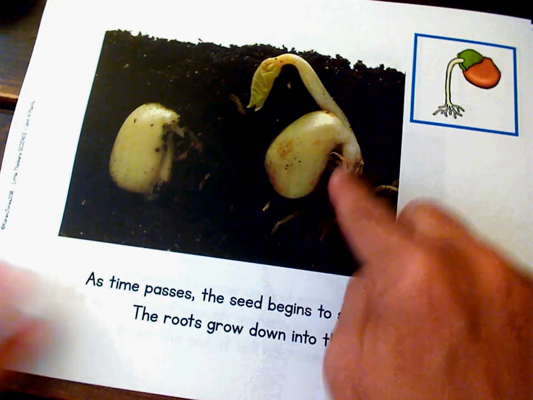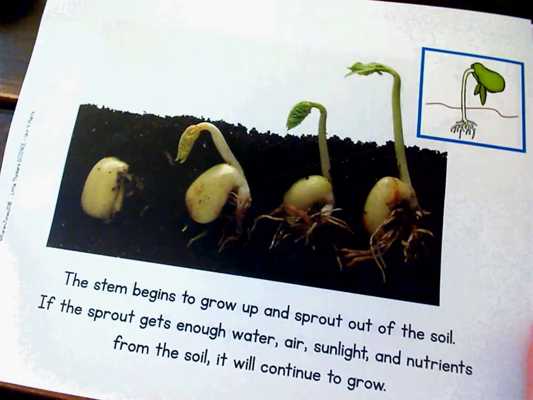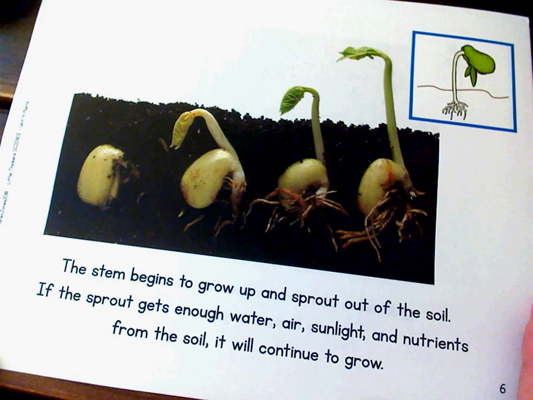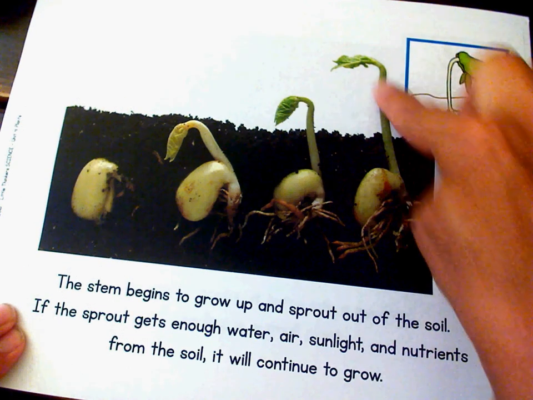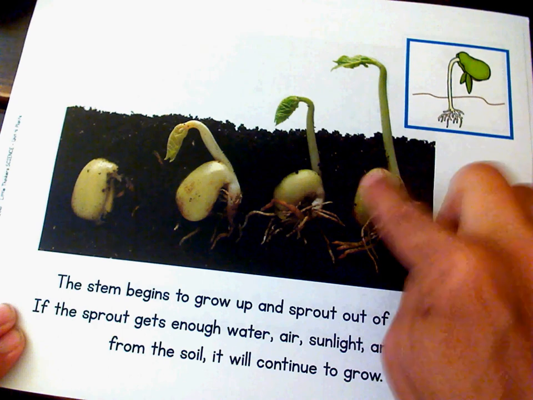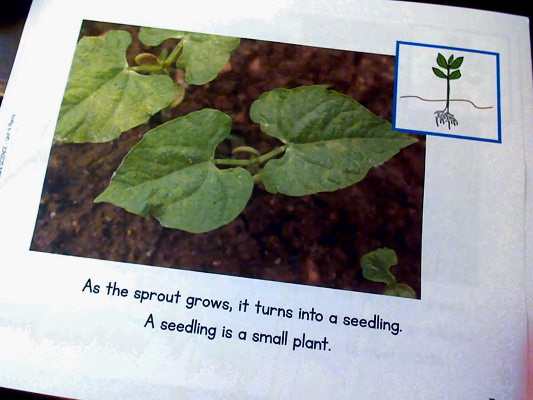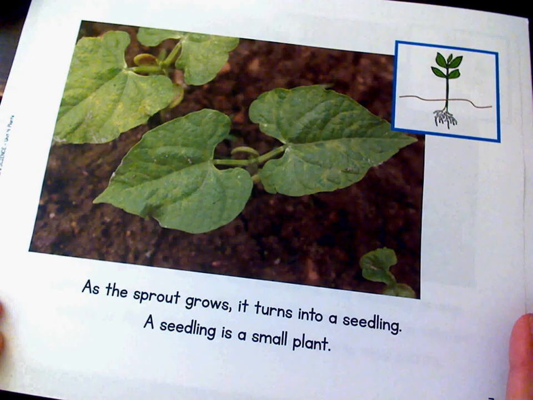As time passes, the seed begins to sprout roots. The roots grow down into the soil. The stem begins to grow up and sprout out of the soil. If the sprout gets enough water, air, sunlight, and nutrients from the soil, it will continue to grow. So you've got the roots growing down out of the seed, and then up comes the stem.